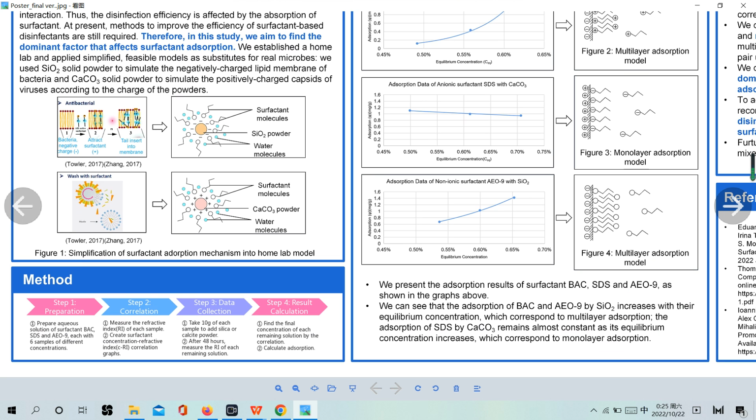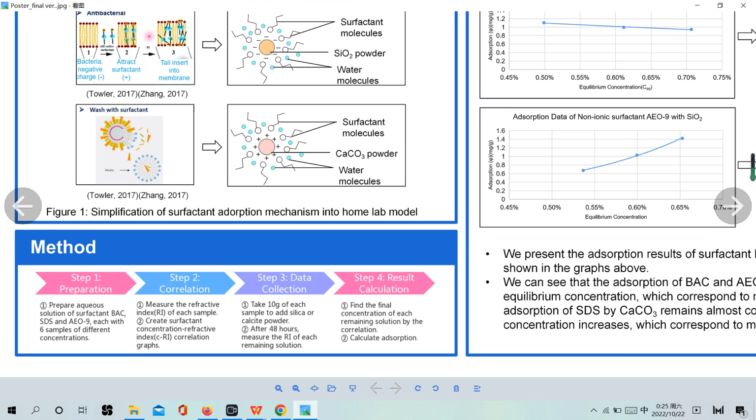Here are the experimental methods of the research. At the beginning of the experiment, I prepared the solid powders and samples of surfactant solution. The surfactants I use are benzalkonium chloride, which is a cationic surfactant, sodium dodecyl sulfate, which is an anionic surfactant, and primary alcohol ethoxylate, which is a non-ionic surfactant.